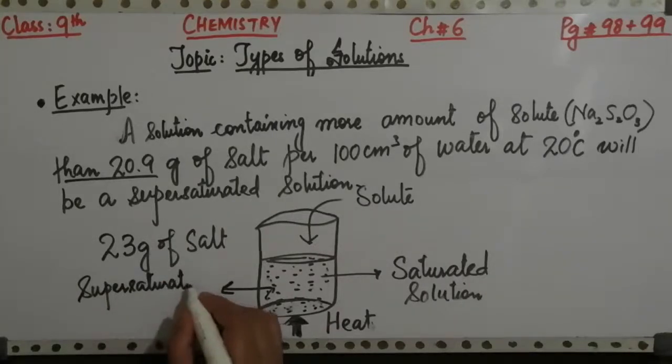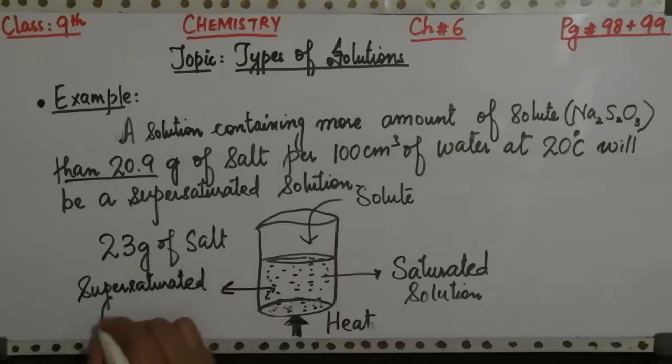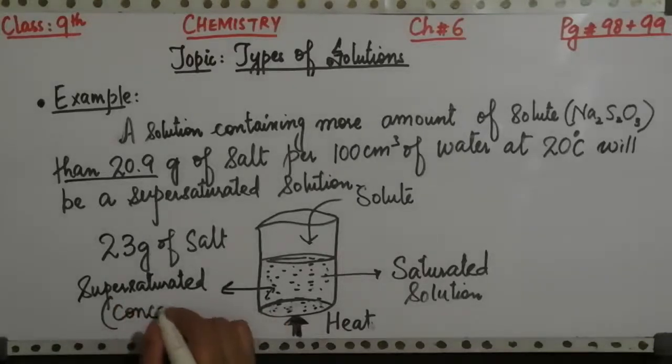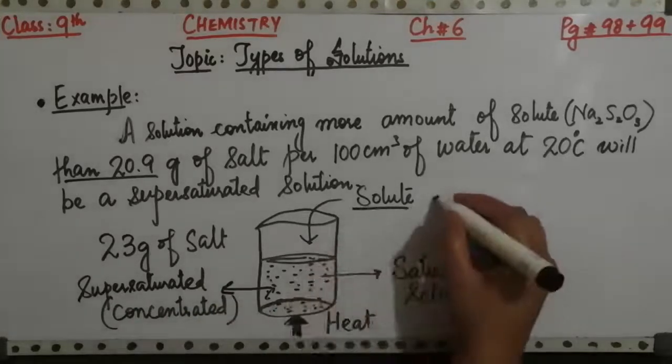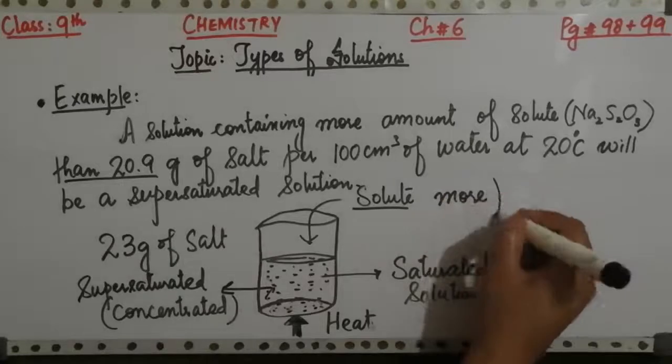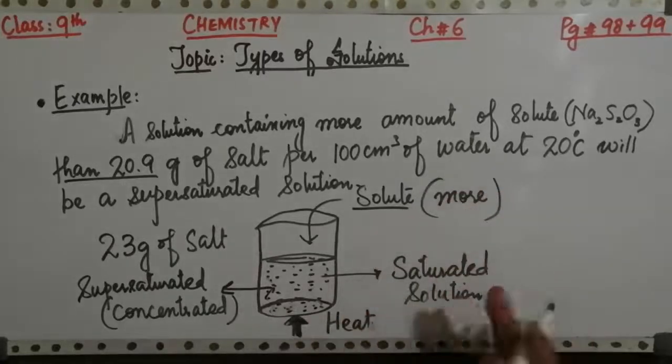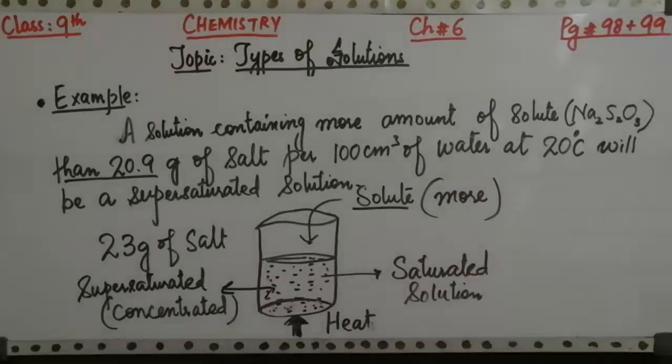that they are concentrated. That is the pure form of solution containing more amount of solute, maximum or more than maximum amount of solute. So this is the end of today's lesson. I hope you have understood it. These are related to the main types of solution.